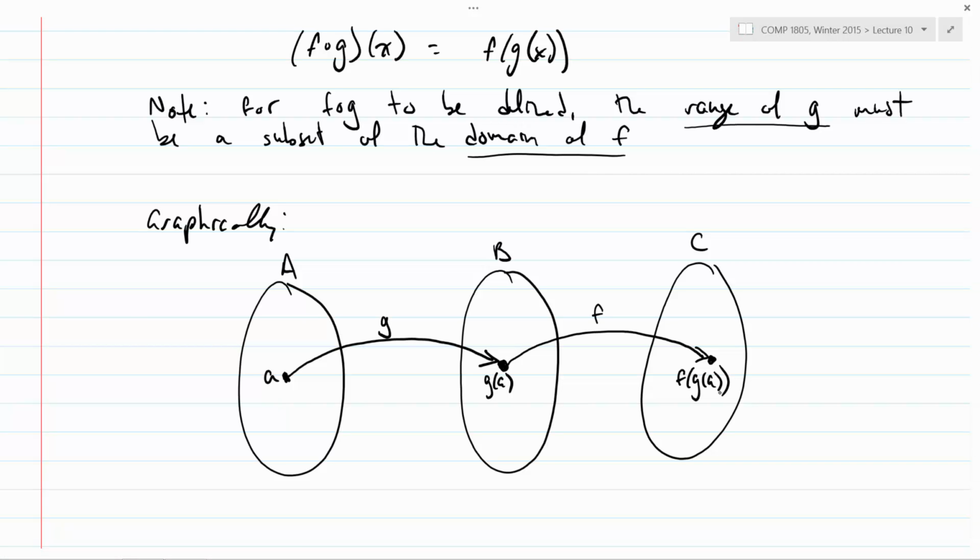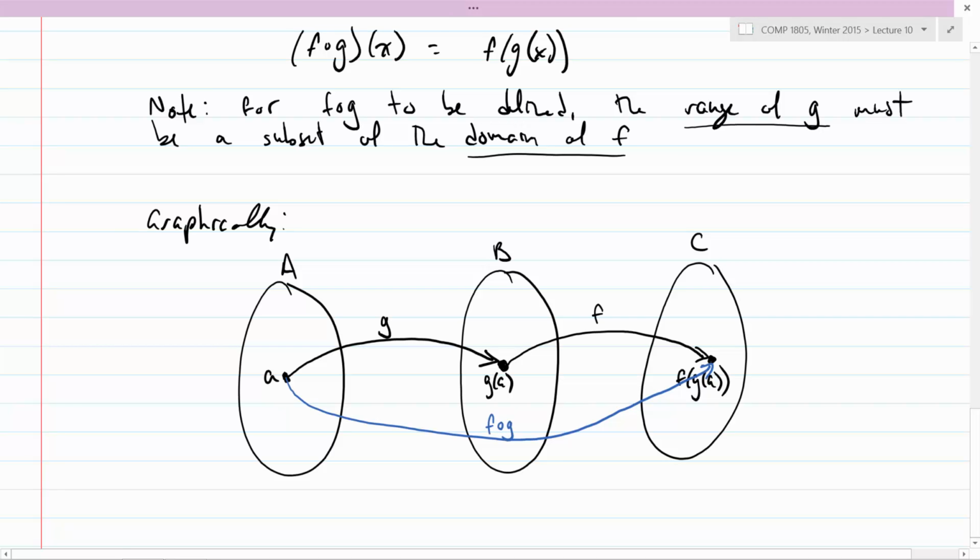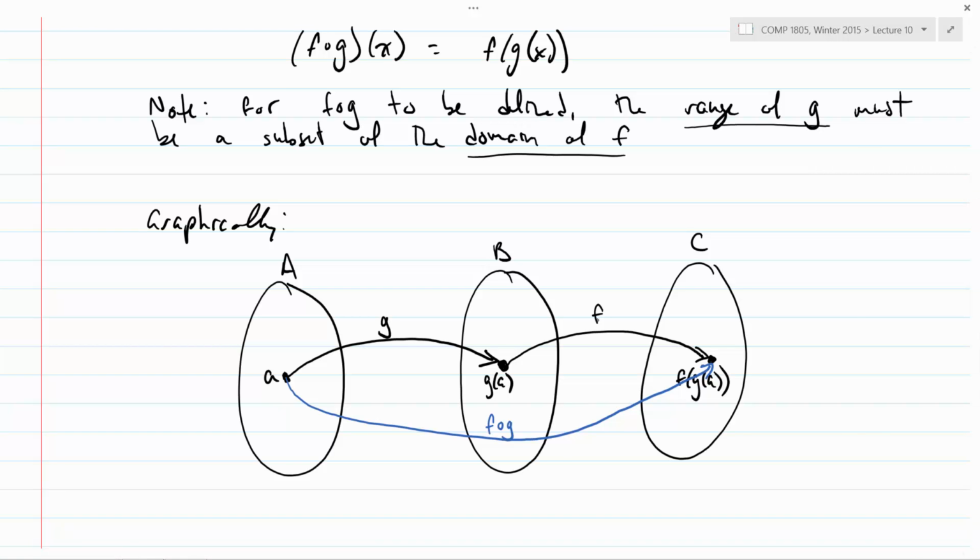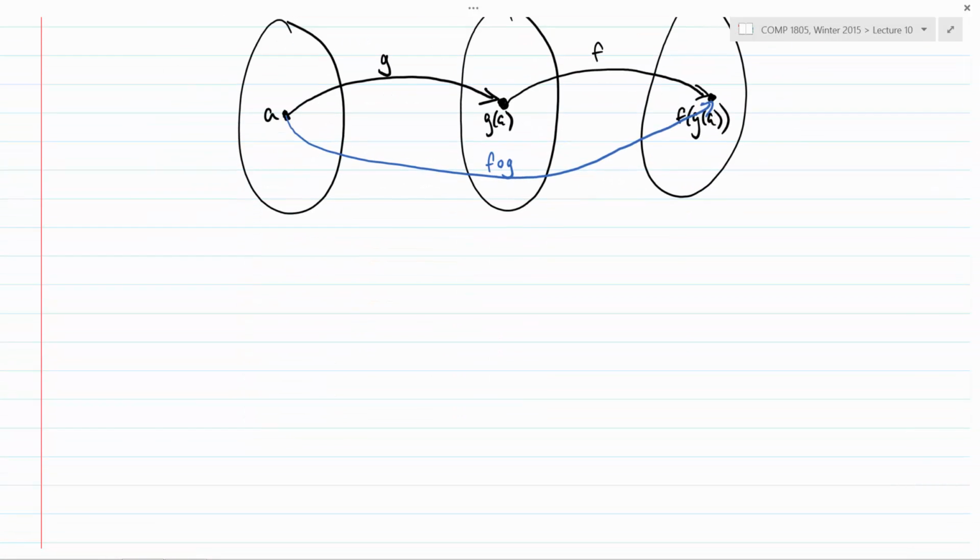So what I'm doing in 2 steps, when I take the composition, I do it in 1 step. I go right from here all the way to over there, and this is the function f follows g. And again, f follows g means f comes after, and in this diagram I'm doing f second. Does this make sense? All right, so let's see some examples.